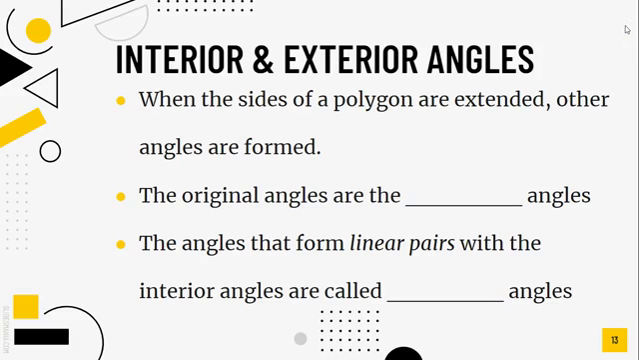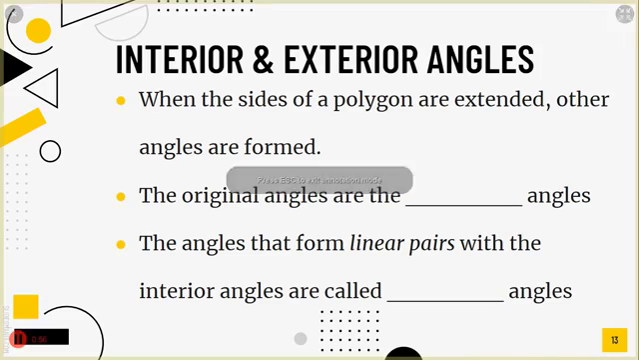So we're going to move beyond classifying and we're going to talk about the angles inside and outside of a triangle. So when the sides of a polygon are extended, other angles are formed. And so what we mean by extending the sides of a polygon is if I have a triangle, this would be a polygon because it is a closed figure with straight sides.